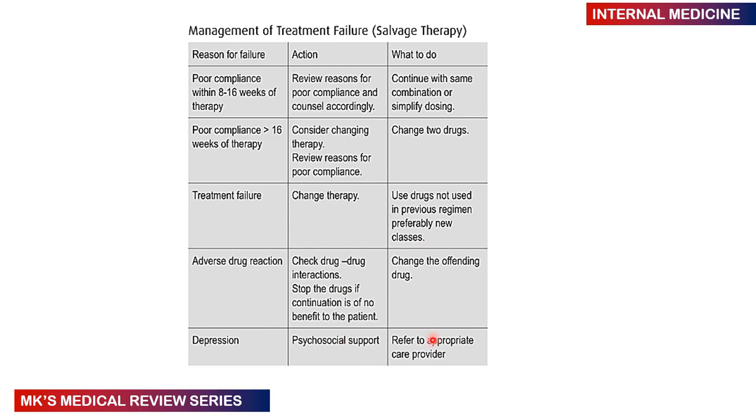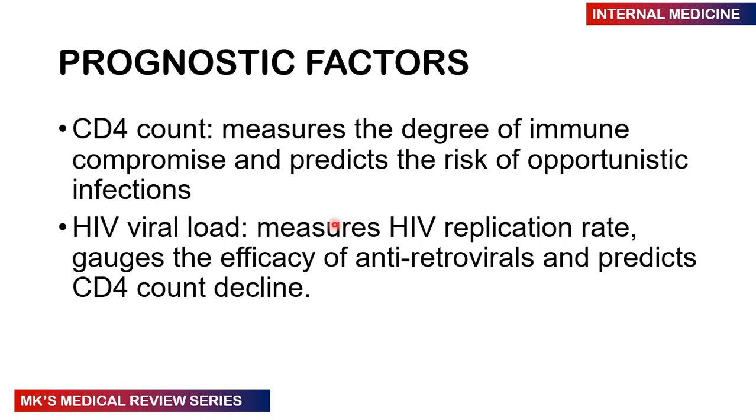Then prognostic factors. Remember that CD4 count measures the degree of immune compromise and predicts the risk of opportunistic infections. On the other hand, the viral load actually measures the HIV replication rate, and it also gauges the efficacy of antiretroviral drugs and predicts the decline of the CD4 count. So this is actually a much better proxy than CD4 count.